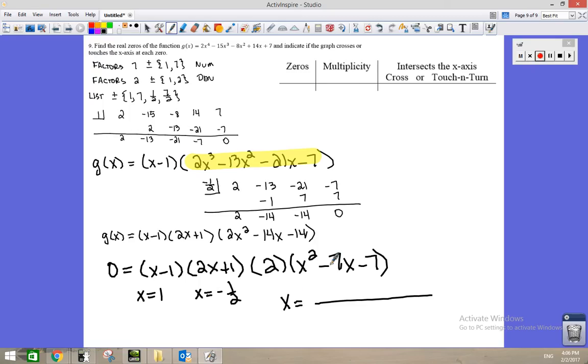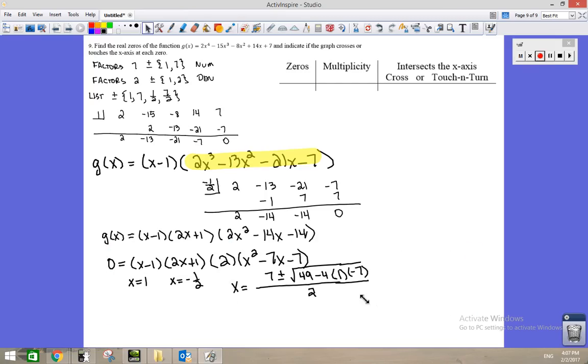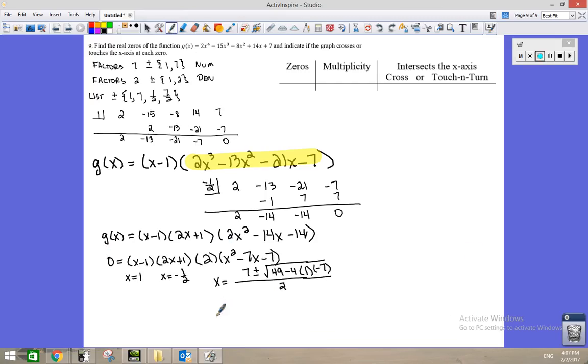So I take the opposite of b, the opposite of negative 7 is positive 7. I square b, so if I take negative 7 times itself, I'll get 49. Minus 4 times a times c, well, c is negative 7. All divided by 2 times a, which a is 1. Alright, so what I have here is 7 plus or minus the square root of 49 plus 28, and that's 77. So I can't simplify that radical.